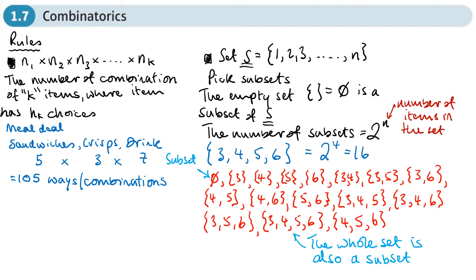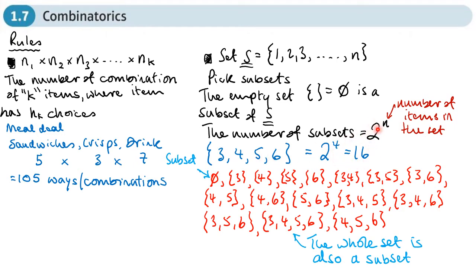So there we go. There's all 16. Now you can see by listing I actually missed one out, and we wouldn't try and find the number of subsets by listing because it will just take too long. Imagine 10 items in our set and we do 2 to the power 10. We're not going to do it.